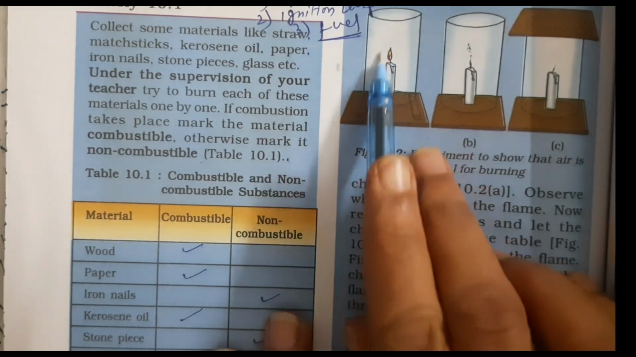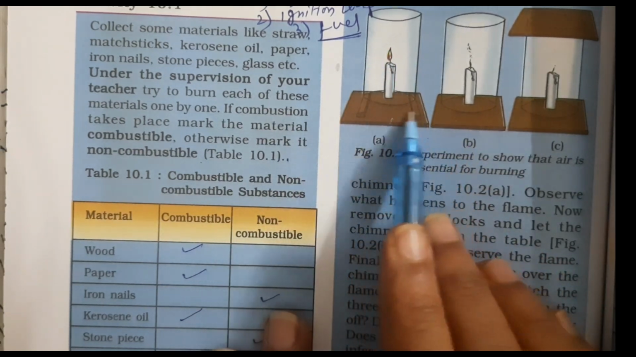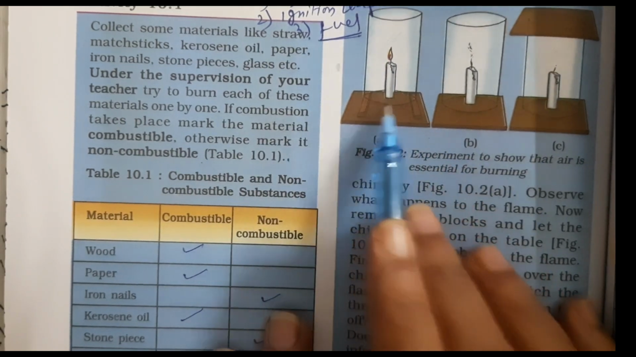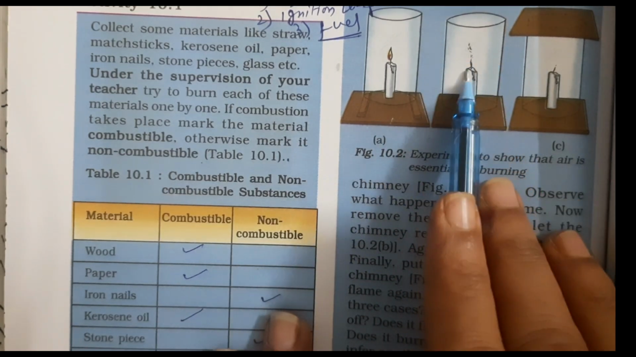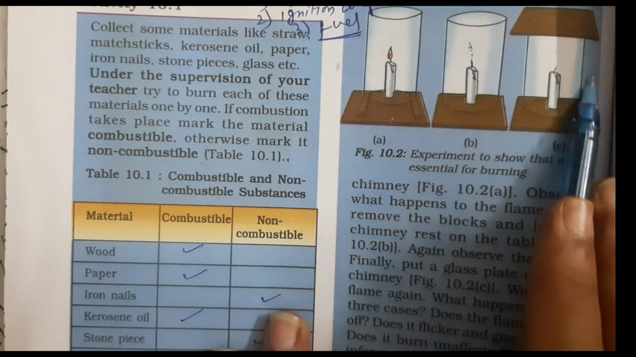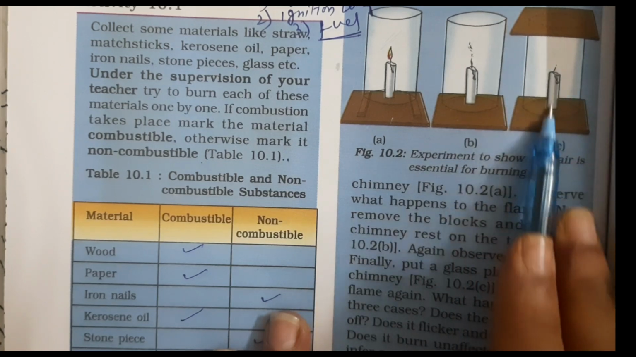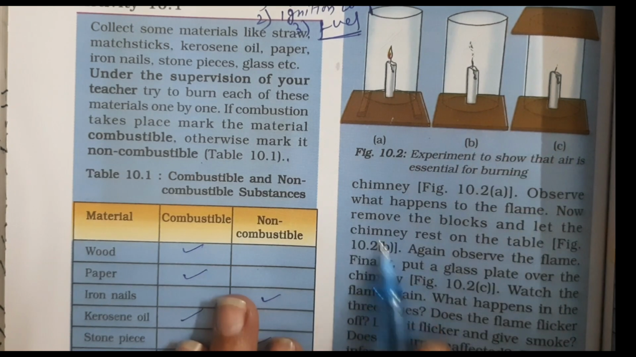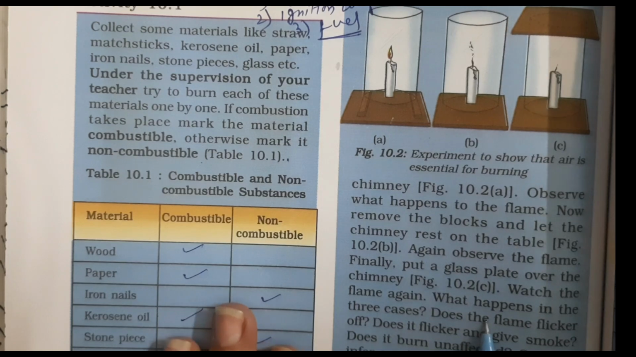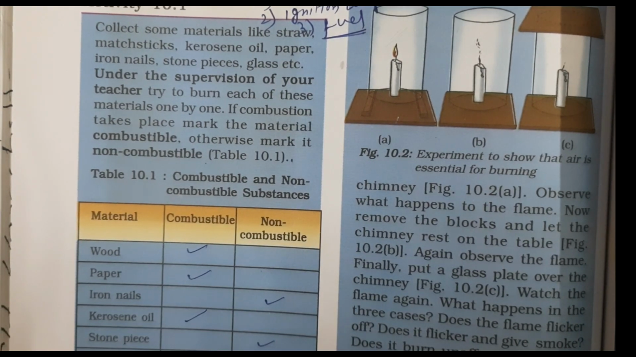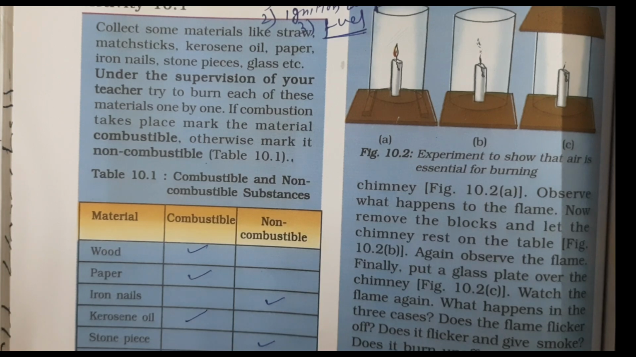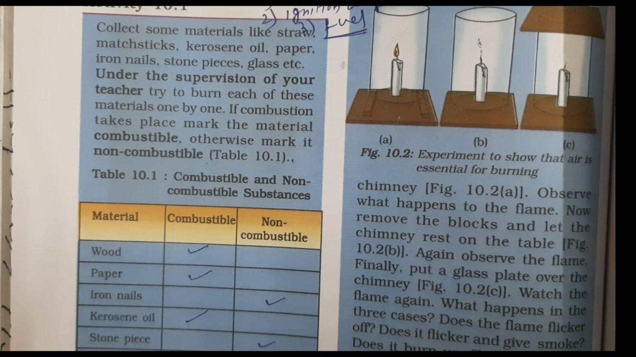First case, it is burning very nicely. The reason: oxygen is supplied from the bottom. Here there is no supply of oxygen, so it will put off by producing some smoke. For the third case, there is no availability of air at all, so again it will also put off. So this activity gives us the conditions necessary for burning. As I told, 3 conditions are important for burning, that is supply of oxygen, ignition temperature and fuel.